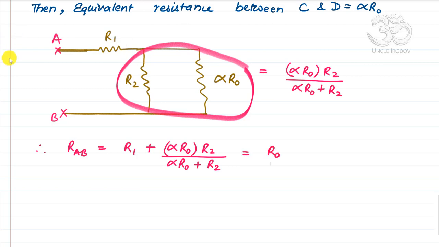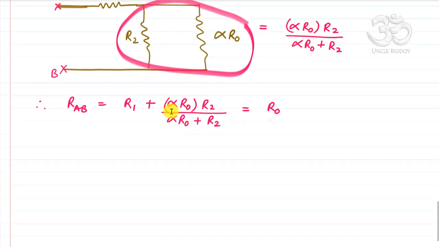We have proved using maths that it should be equal to R0, and if all the remaining circuit is alpha R0, then we should have R0 between A and B, and then if you solve this equation you will get the value of R0. That's how you get to the answer.